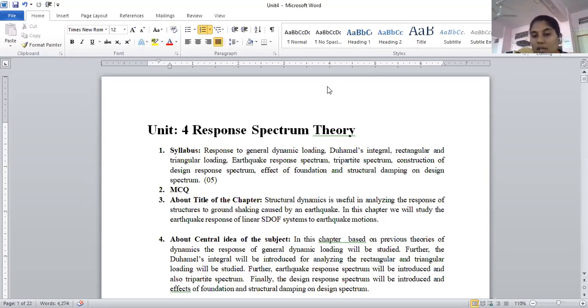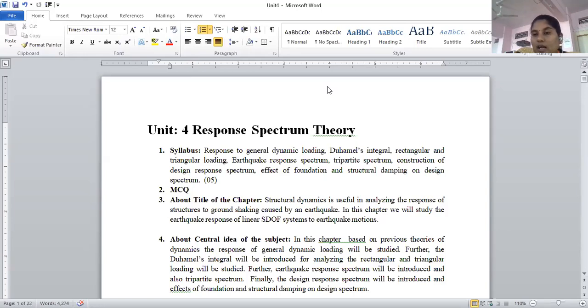Again, what is Duhamel's integral? And by using Duhamel's integral, how the effect of rectangular loading and triangular loading will be on the structure, that we'll see here. So that part is included in this unit number 4. Now we'll move towards the title of the chapter. Why is the title of the chapter response spectrum theory, and what does it indicate?